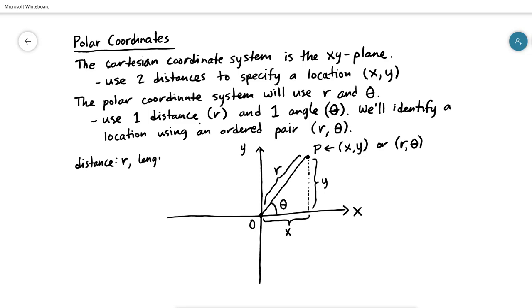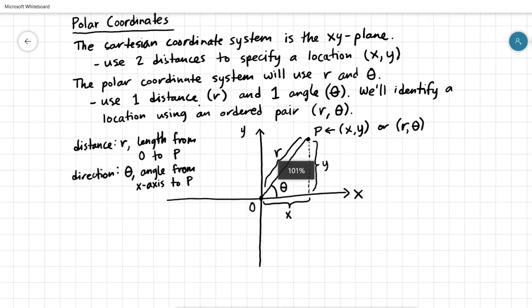So it's the length from the origin to the point P. And then we also have a direction. That's our theta. And it is the angle from basically the positive x-axis measured up to P. So this is how we're going to deal with our new coordinate system.